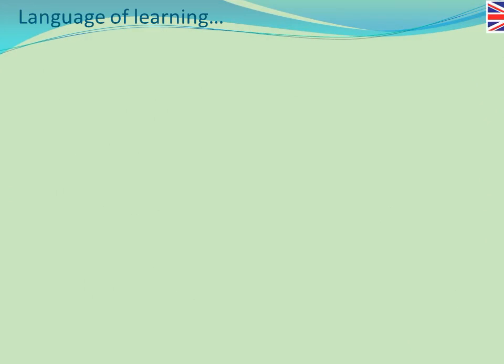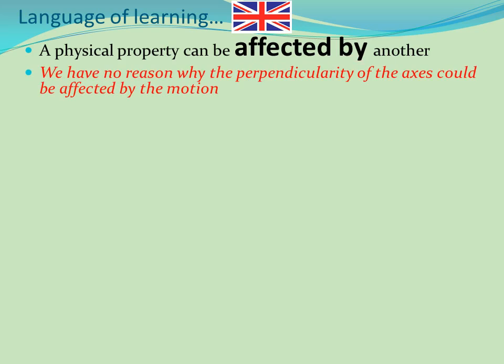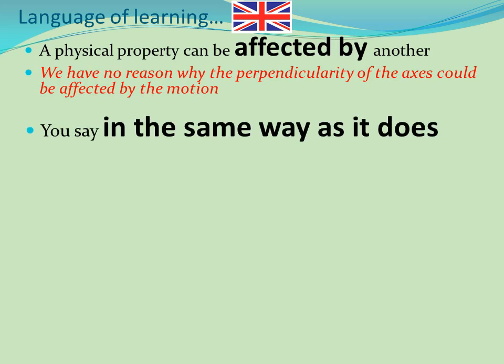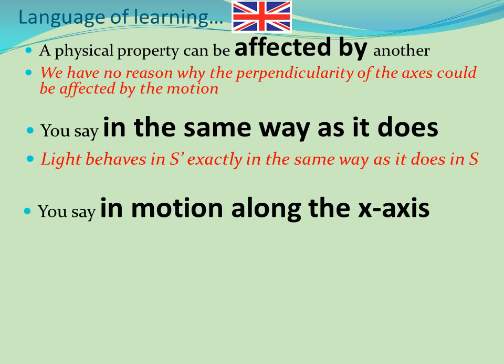Some more language of learning. A physical property can be affected by another. We had no reason why the perpendicularity of the axis could be affected by the motion. You say in the same way as it does. Light behaves in S prime exactly in the same way as it does in S. You say in motion along the x-axis. The S prime reference is in motion along the x-axis.